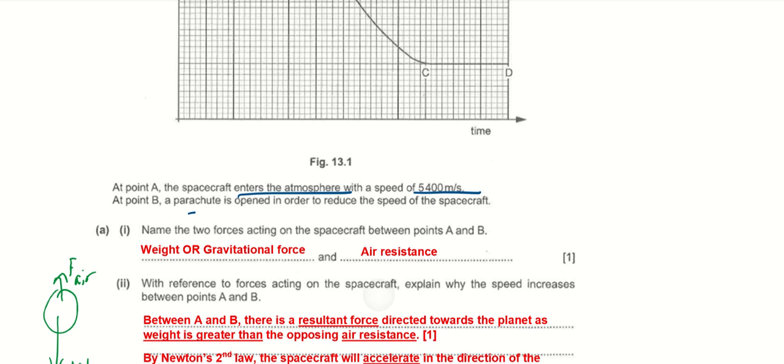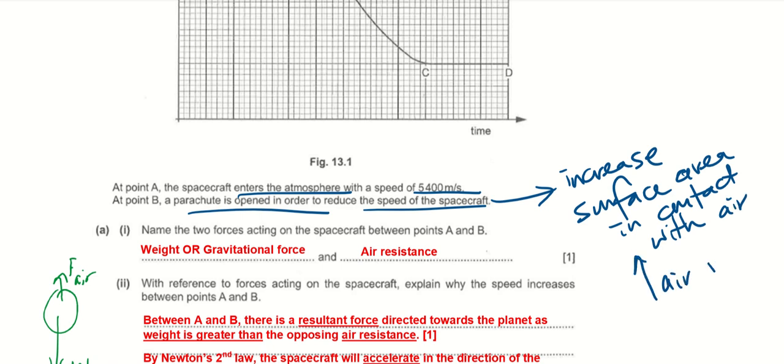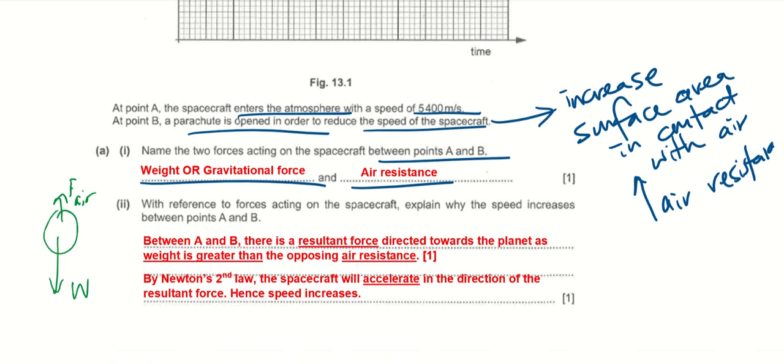At B, a parachute is opened to reduce the speed. How? Because the parachute increases the surface area in contact with the air, so this increases your air resistance. Name the two forces acting on the spacecraft between A and B. It's either weight or gravitational force, and air resistance. With reference to forces acting on the spacecraft, explain why the speed increases between A and B.